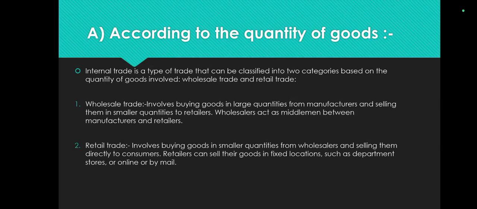Traders buy commodities on a large scale directly from the producers. The commodities are also sold on a large scale to retail traders. This is called wholesale trading. Wholesale traders buy goods on a large scale from industrialists, farmers, etc. For example, the orchard owners of mangoes or oranges sell their entire production to wholesale traders.